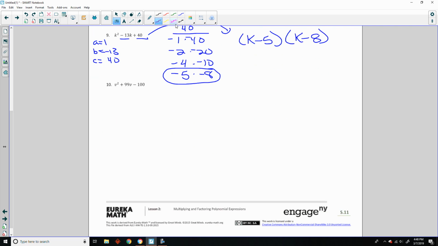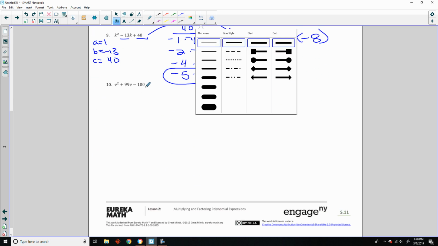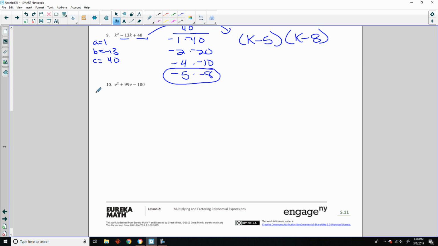Okay, one more time. Remember, factors of c that add up to b. So I need to know what a is, and in this case it's 1. B is 99, and c is negative 100. So I want factors of negative 100. Well, to get factors of negative 100, it's a positive times a negative. 3 won't go.